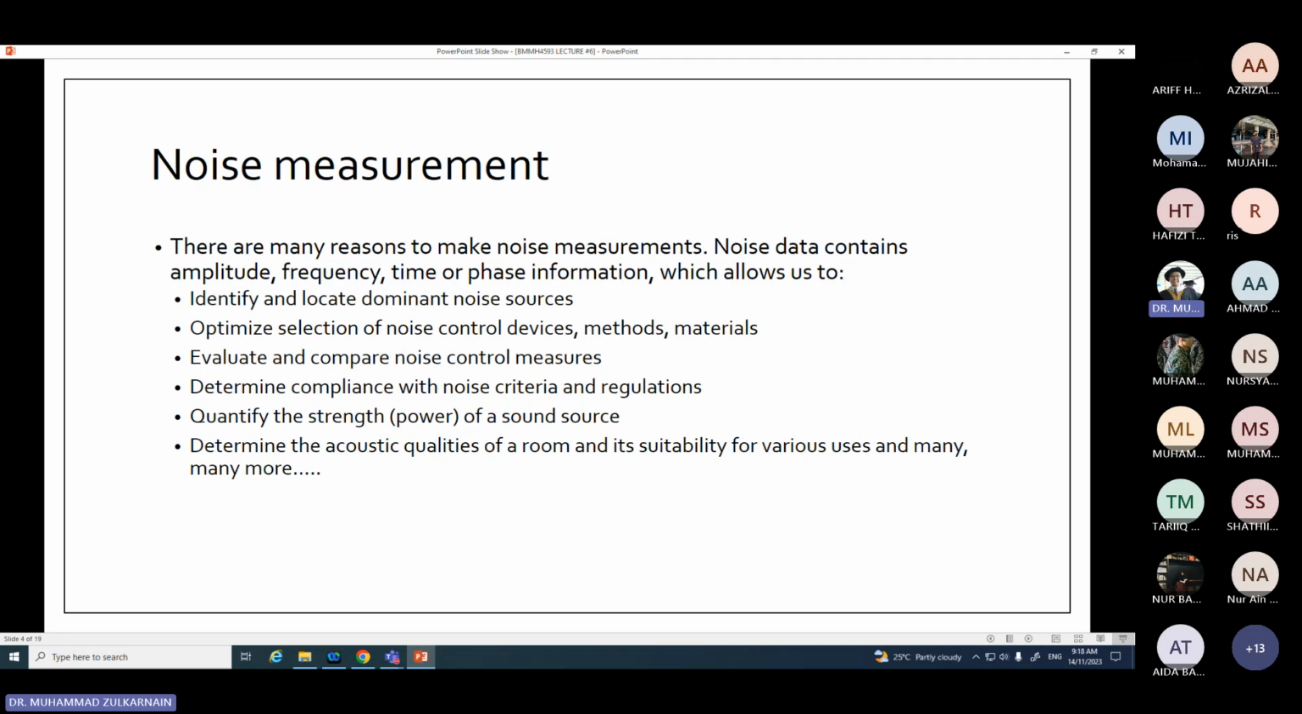And then we determine compliance with noise criteria and regulation. We refer to the reference that is suitable to our condition, because whatever we do, we need to refer to the standard and the regulation. This will guide us to do the right thing. And then quantify the strength, the power of the sound source.